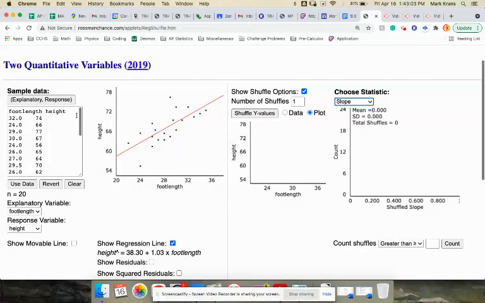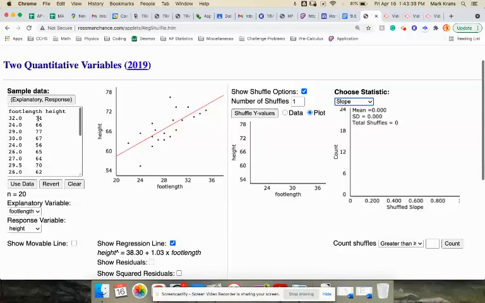So this is some data, 20 foot lengths and heights, and this is the regression line. You can see the slope is 1.03. We're wondering, if foot length and height are really unrelated, if there's no correlation, then why is this 32 related with this 74 instead of being related with this 66 or 77 or 67 or 56? There's no rhyme or reason to why any two numbers would be paired together if there's no relationship between foot length and height.